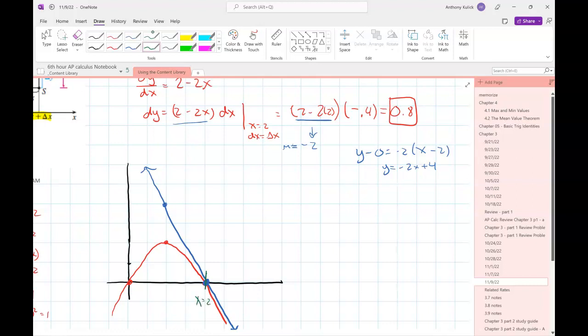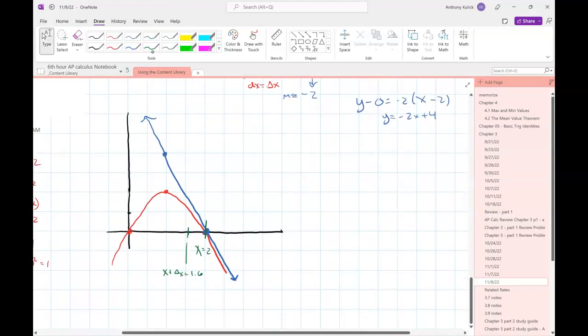So there's x equals 1 or 2. And then I guess x plus delta x, which is 1.6, would be there. Right? A little bit more than halfway. So this piece right here is my delta x. Everybody's okay with that?